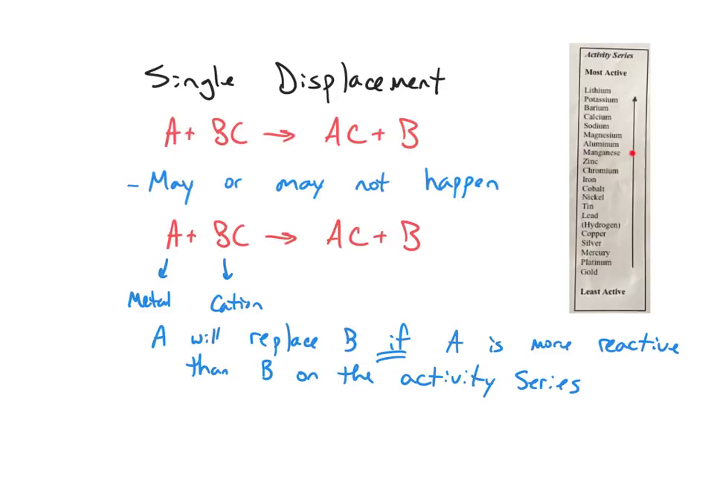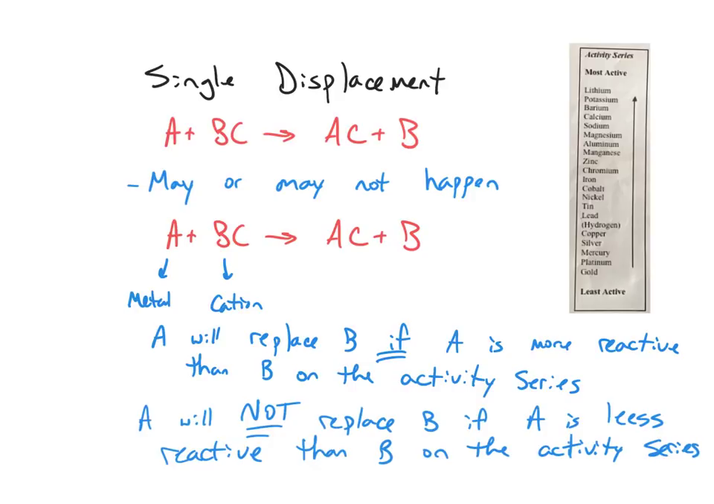Now the activity series, as I pasted a picture here, is a thing that you will always be given, and it's used only for the single displacement reactions. And it's a list of metals and also hydrogen in order from most reactive to least reactive. So in other words, if the metal is above the cation on the activity series, the reaction will happen. A will replace something below it, B, as a cation. Now if the opposite is true, if A is lower on the list and B is higher on the list, then this reaction will not happen.